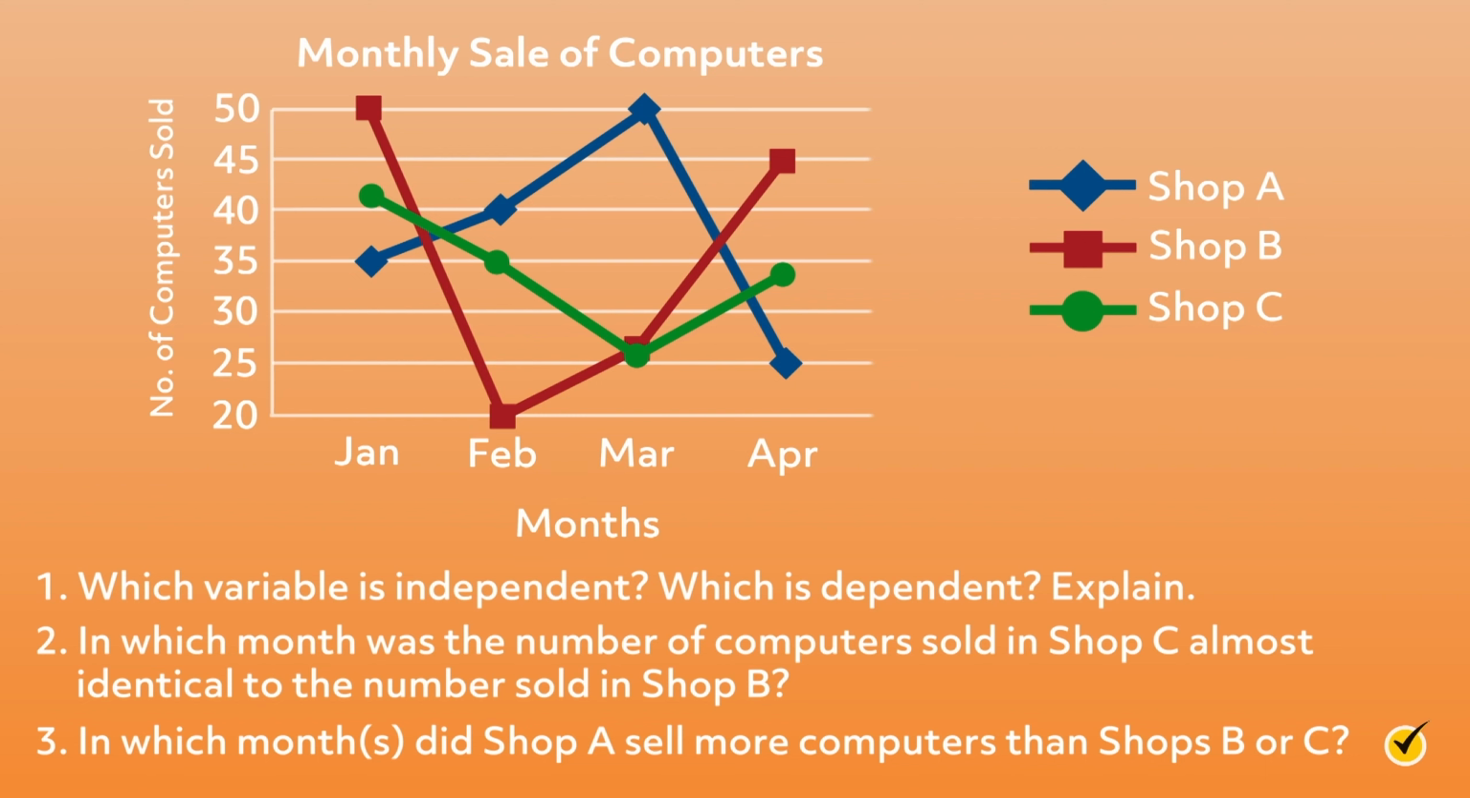The dependent variable is number of computers sold, which is on the y-axis. The value of the dependent variable relies on the independent variable. In this case, the number of computers each store sold depends on the month.